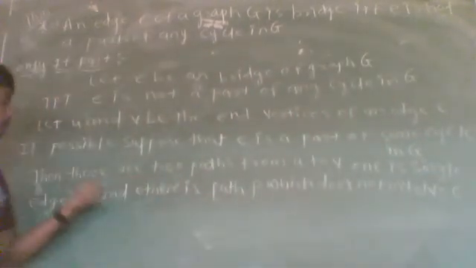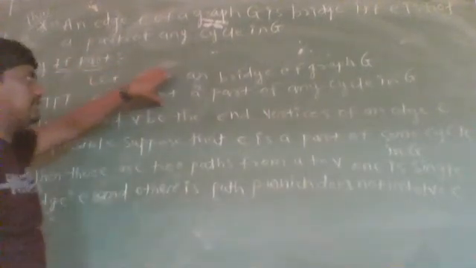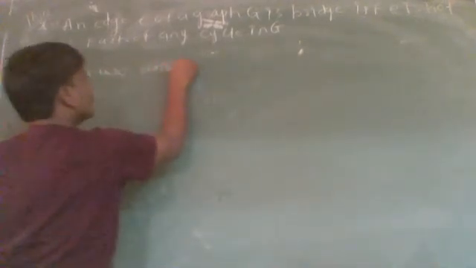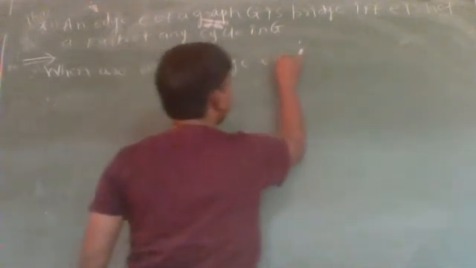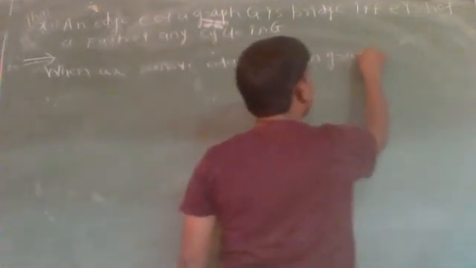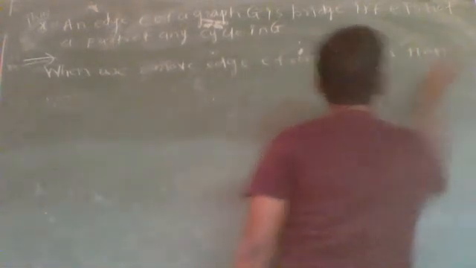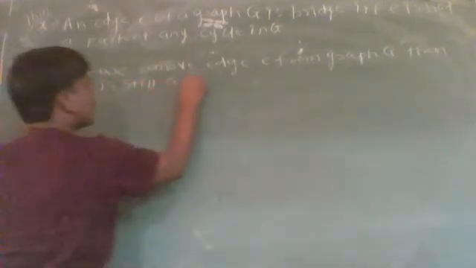As there are two paths from vertex U to vertex V, when we remove the edge E from graph G, then G minus E is still a connected graph.